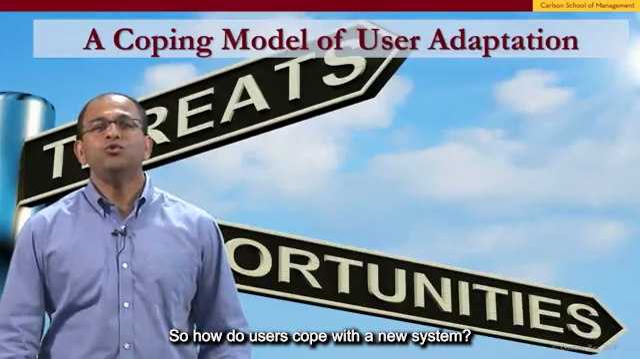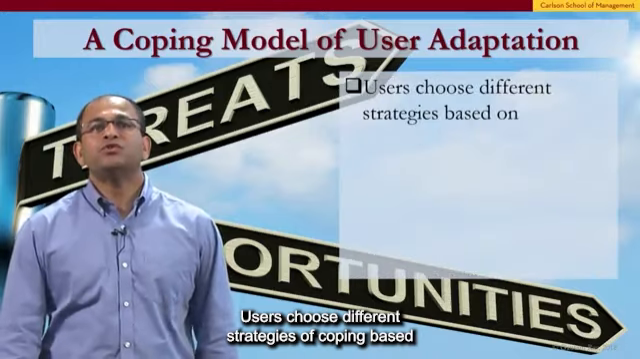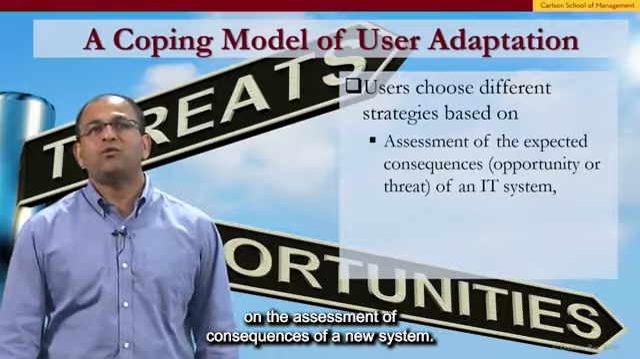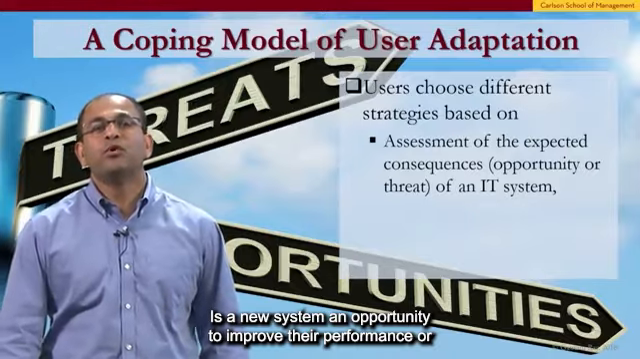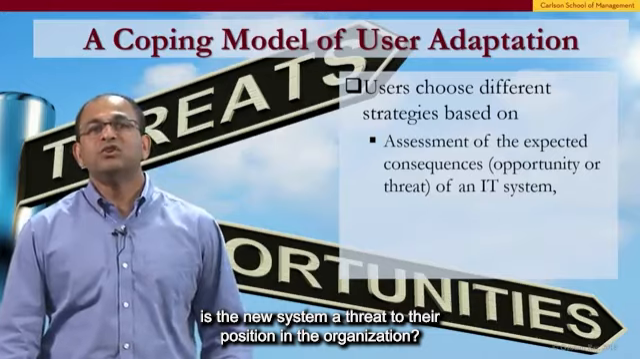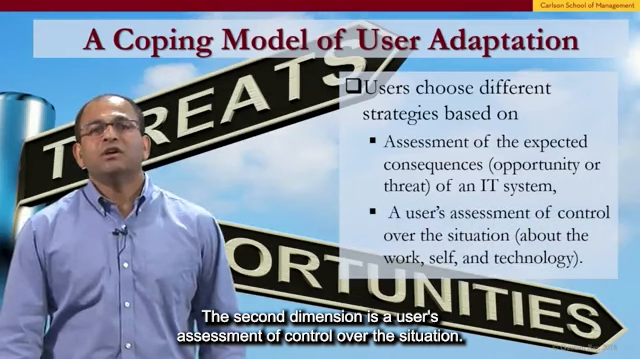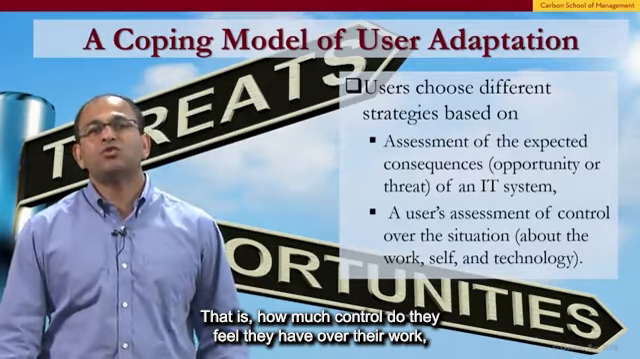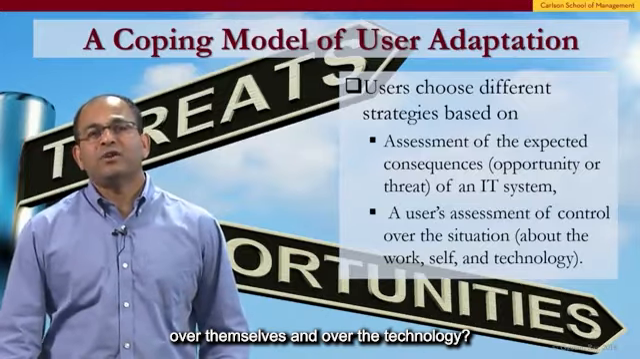So how do users cope with a new system? So we can look at a coping model of user adoption. Users choose different strategies of coping based on the assessment of consequences of a new system. Is a new system an opportunity to improve their performance, or is a new system a threat to their position in the organization? The second dimension is a user's assessment of control over the situation. That is, how much control do they feel they have over their work, over themselves, and over the technology.